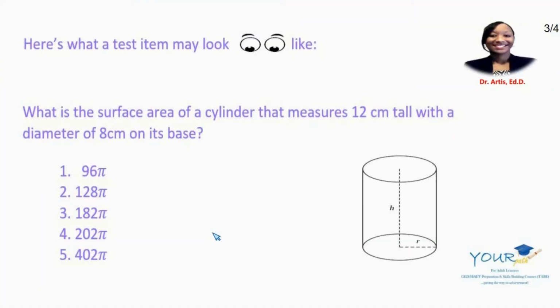So here's what a test item may look like. What is the surface area of a cylinder that measures 12 centimeters tall with a diameter of 8 centimeters on its base? And here we have our 5 options. Option 1, 96 times pi; 2, 128 times pi; 3, 182 times pi; 4, 202 times pi; and 5, 402 times pi.